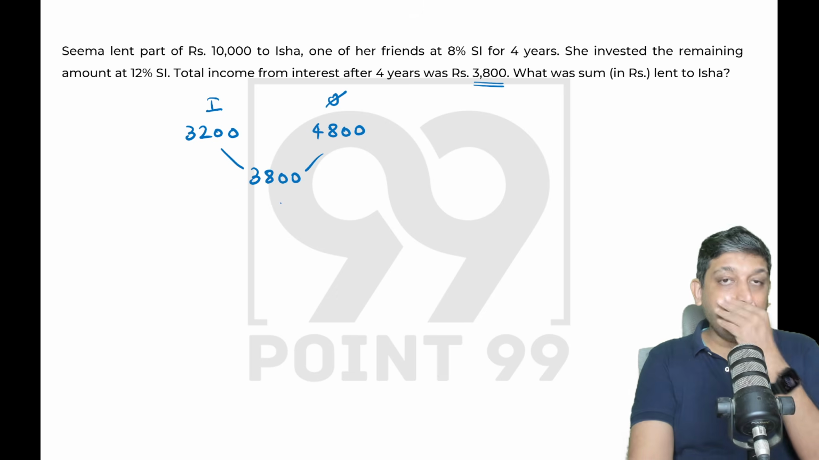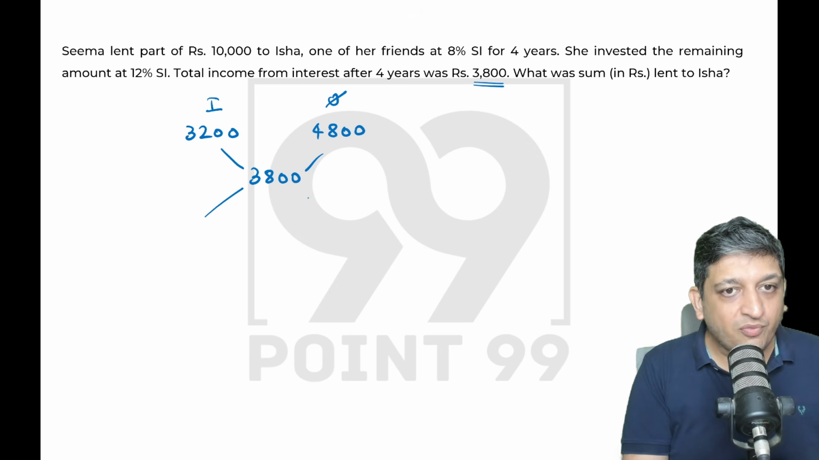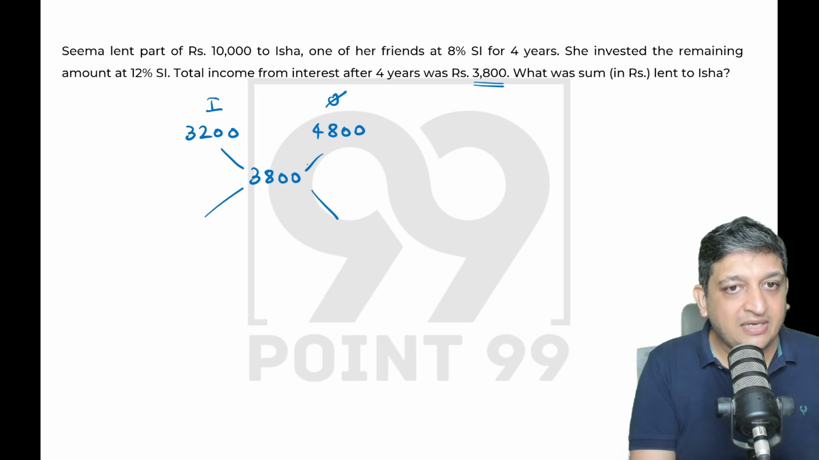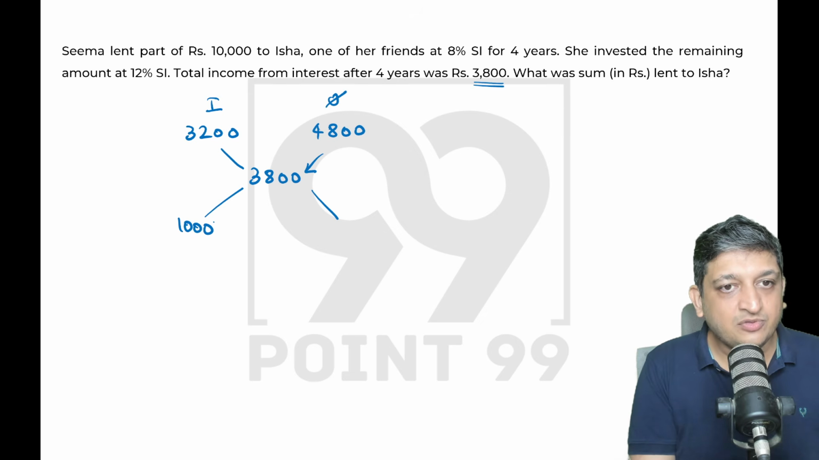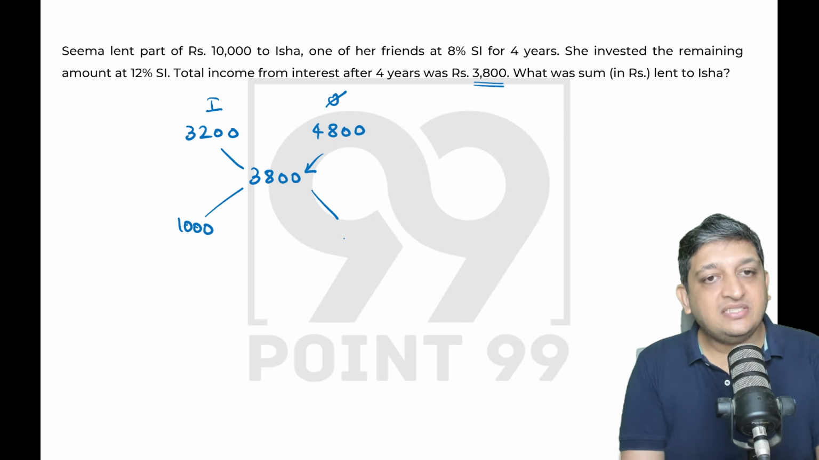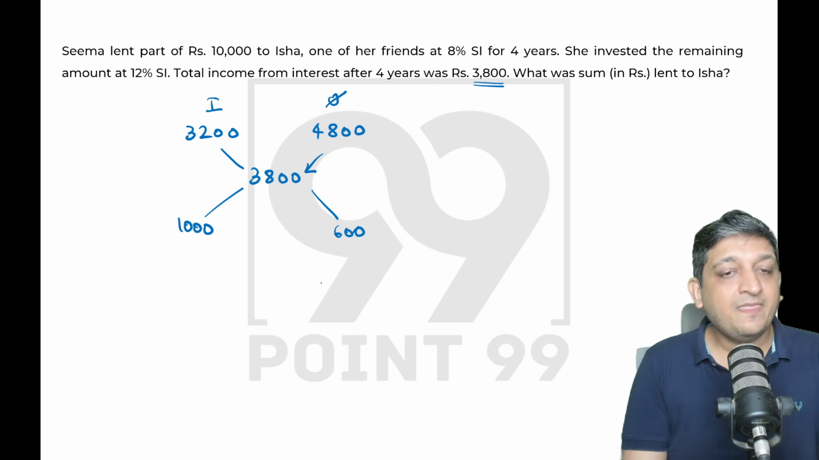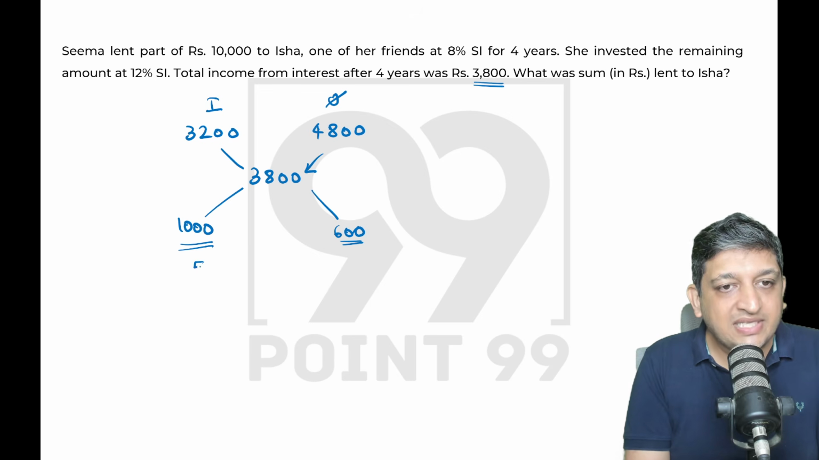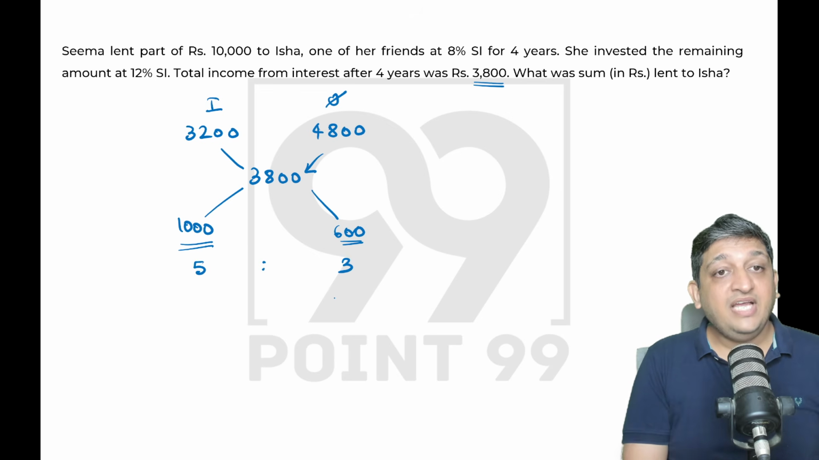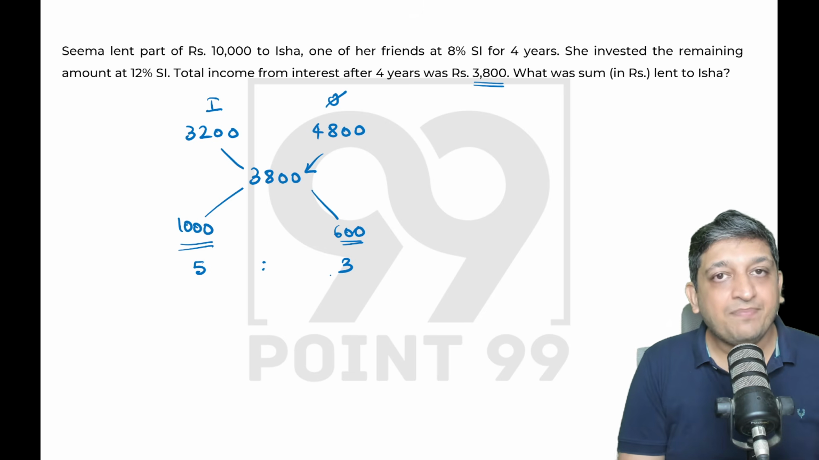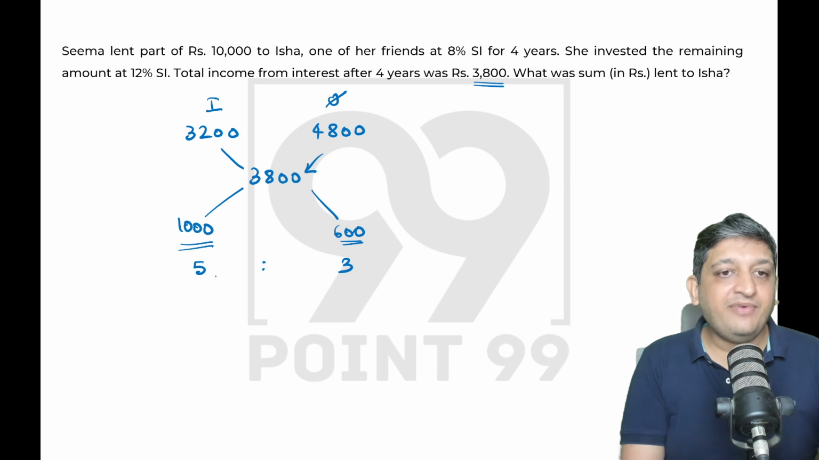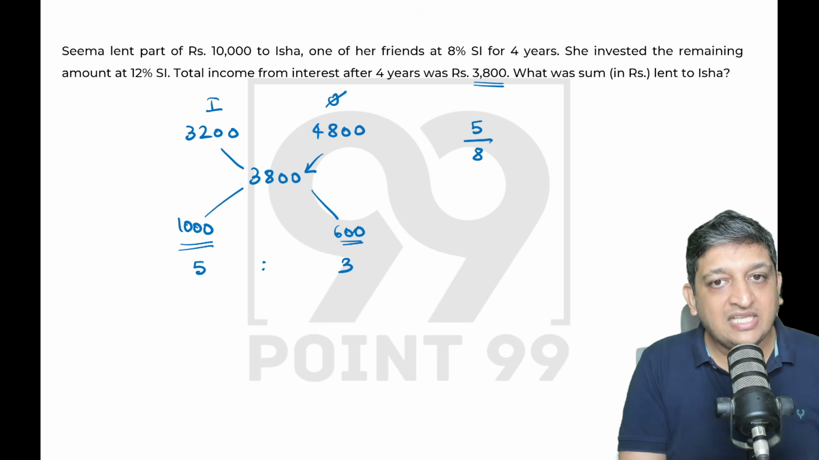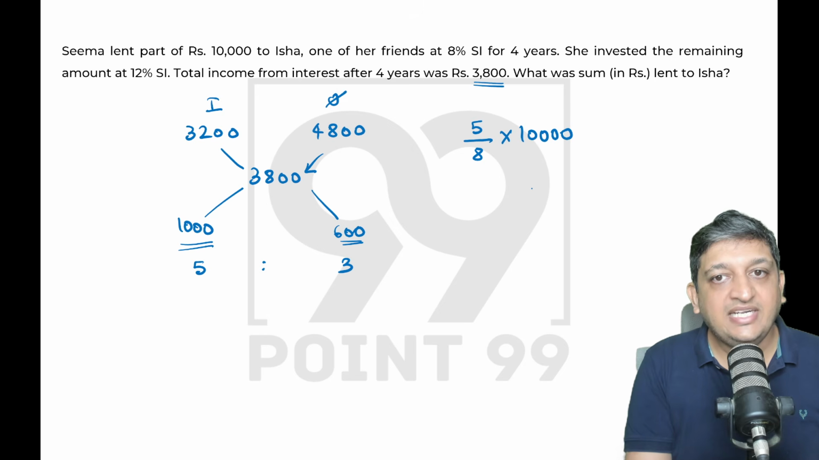Now, this is basically a mixtures based question. So, what is going to be the gap here? 4,800 minus 3,800 will be 1,000, and 3,800 minus 3,200 will be 600. So, I am going to get the entire part divided in the ratio of 1,000 is to 600, or you can say 5 is to 3. Now we are talking about what was the sum lent to Isha. So out of the 8 parts that were there, 5 parts were lent to Isha. So my answer will be 5 by 8 into 10,000, or 5 into 1250.